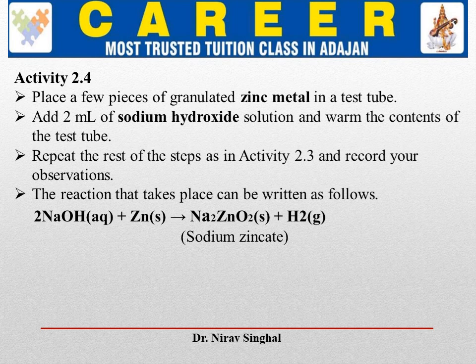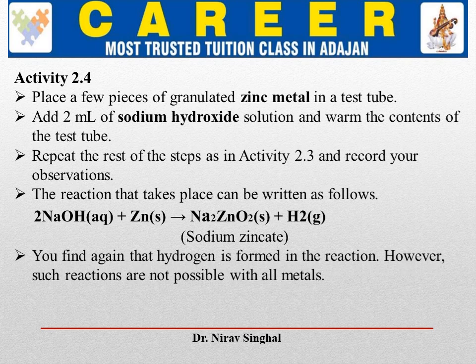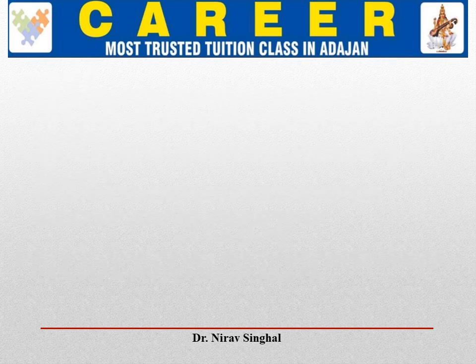Yes, some bases like NaOH and KOH also release hydrogen gas when they come in contact with a metal like zinc. You find that hydrogen gas is observed in this reaction. However, such reactions are not possible with all metals, but only very highly active metals like zinc, magnesium, etc. can show this reaction.